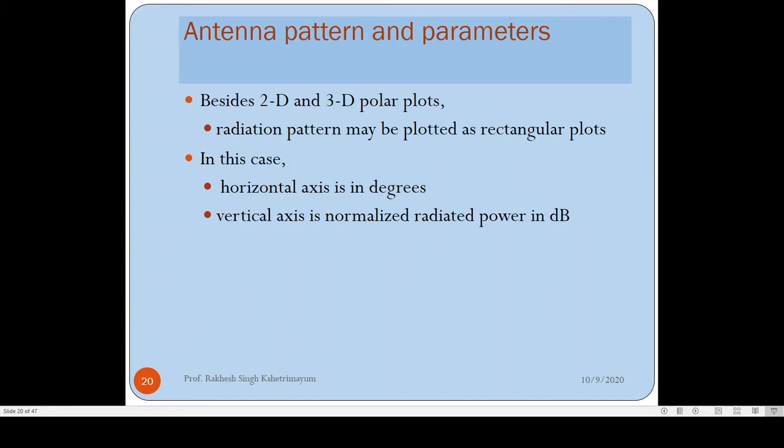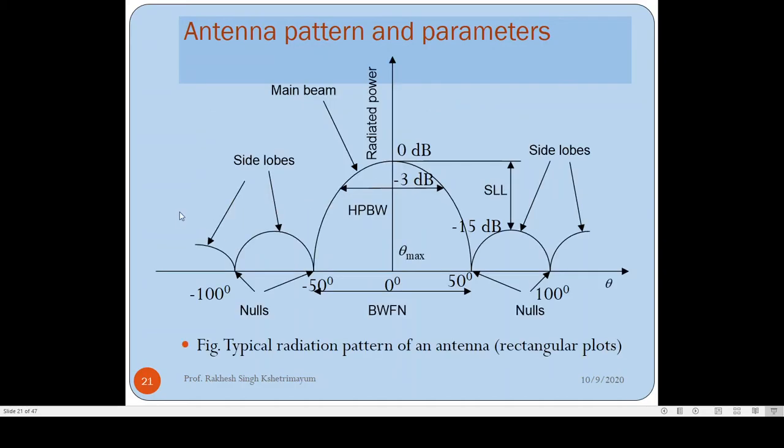Besides these polar plots, we also have rectangular plots of the radiation pattern of the antenna. This is a typical rectangular plot of the radiation pattern of the antenna. Here the y-axis is the radiated power. We usually plot normalized radiated power in dB. So in that case, the maximum will be 0 dB.